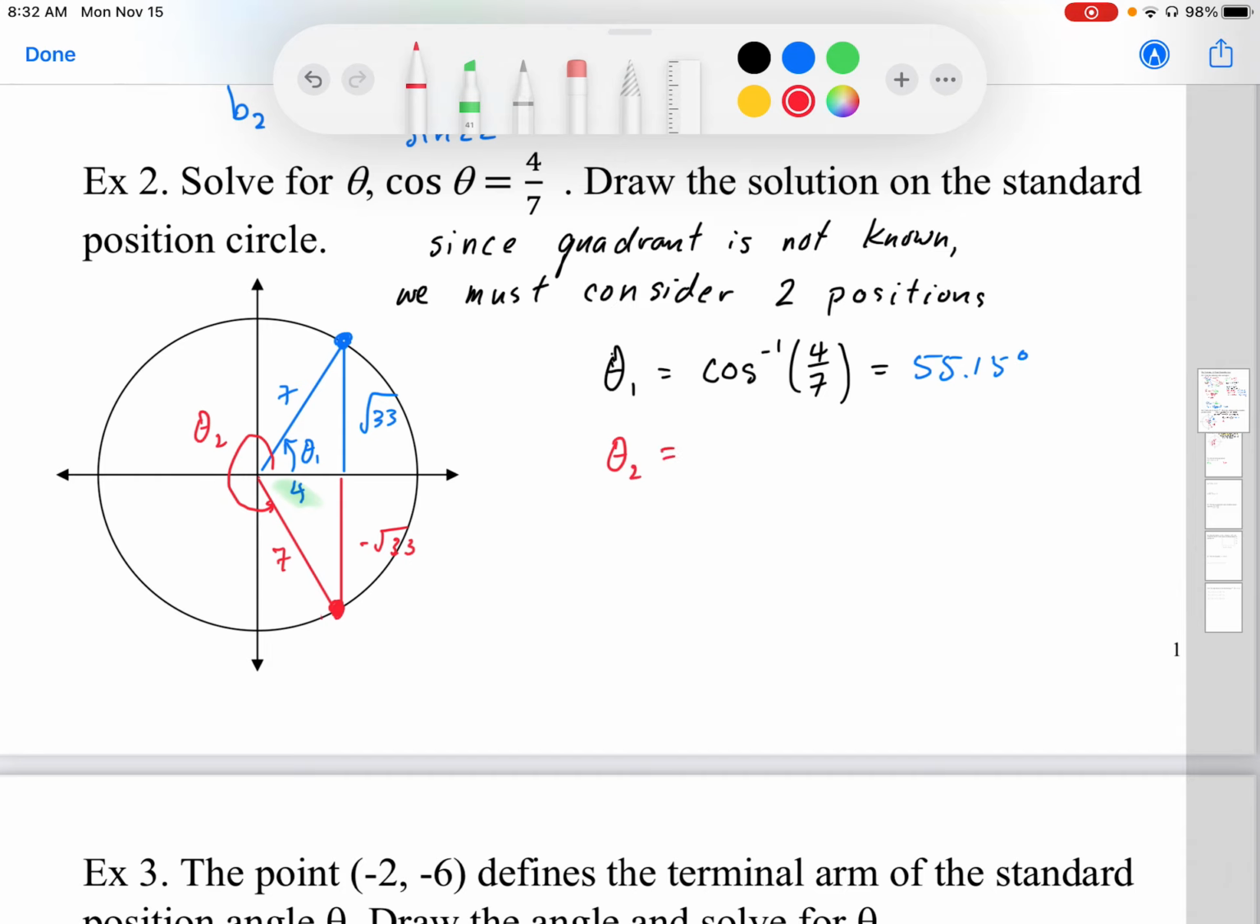Now, theta 2 cannot be found from the calculator. We have to use the symmetry to get this. So theta 2, we could write it as negative 55.15 degrees. That's correct, but really we should use the positive angle. So to get the positive angle, we're going to do 360 minus 55.15 degrees, and we get the positive coterminal angle of 304.85 degrees. Now, negative 55.15 and 304.85 both locate the same position, so it's the same angle.